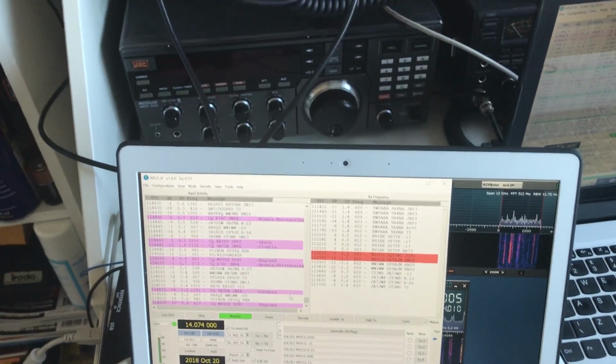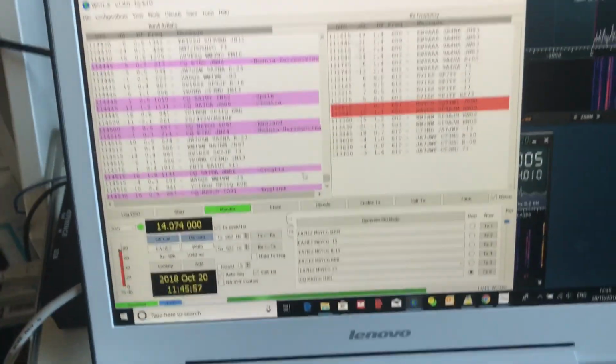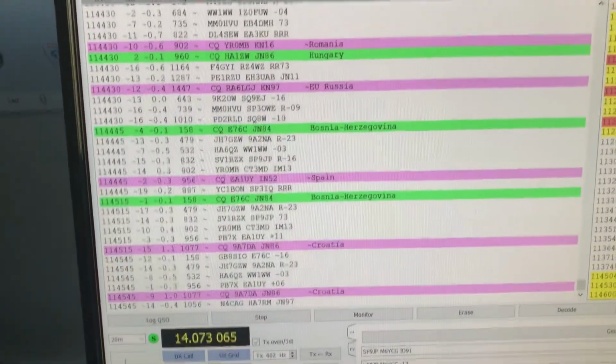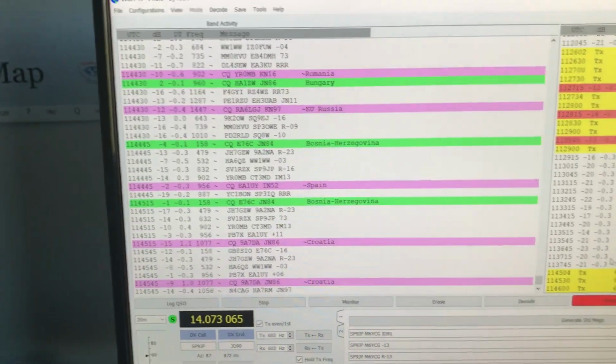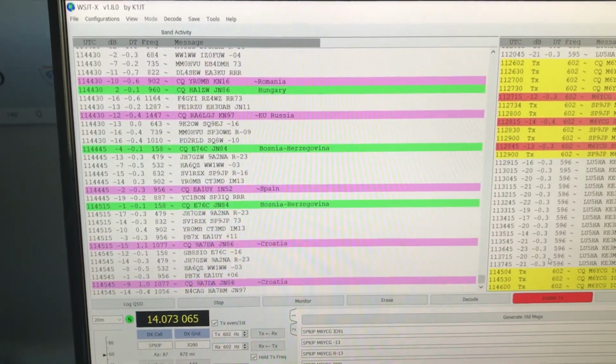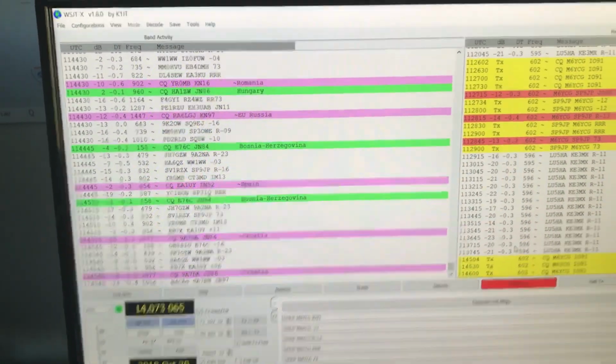I'll say something more about the FT-991 on another video, but for now, there you go. I just thought that would be an interesting comparison for those of you that do a bit of DXing, have a magnetic loop, but are also involved in FT8.